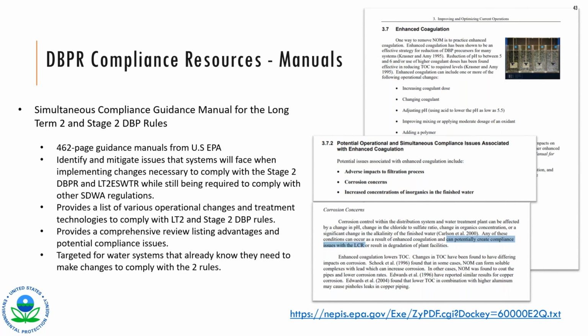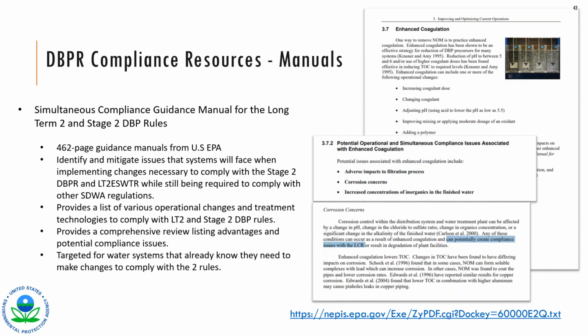So for example, on the slide I have here is a section on the enhanced coagulation practice. So it provides information on how the option benefits the stage 2 requirements by lowering DBP precursors from the source, but it also lists potential compliance issues. So in this case, one of them is concerns with corrosion due to lowered pH from the enhanced coagulation, which can potentially cause compliance issues with the lead and copper rule.